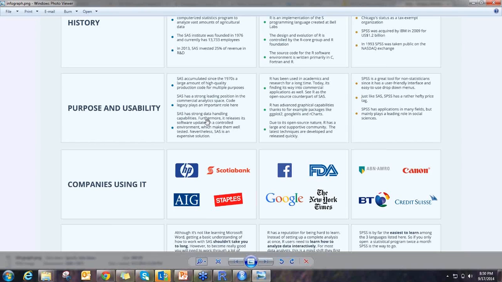Now they have shown a brief history of these tools, and then purpose and usability. Look here: SAS is a strong leader in the commercial analytics space. It has strong data handling capabilities, but it is an expensive solution. R has advanced graphical capabilities, and R has been used for quite a long time, very frequently, in research and academics.